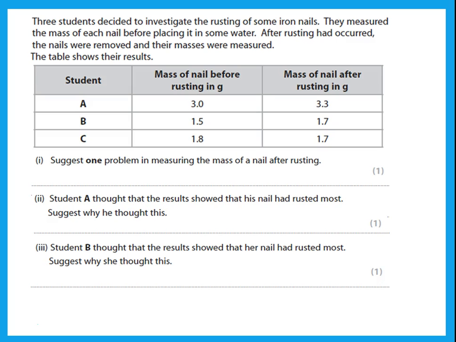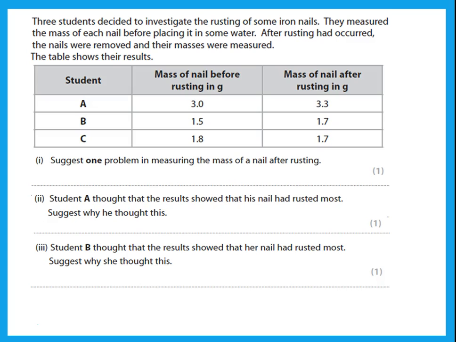Okay, the next question that you had in your PDF, there are 3 questions. 3 students decided to investigate the rusting of some iron nails. They measured the mass of each nail before placing it in some water. After rusting had occurred, the nails were removed and their masses were measured. The table shows the results.